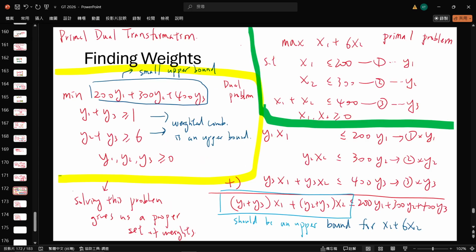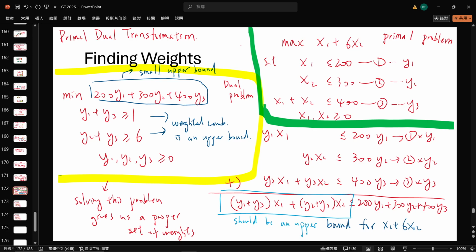So this time, I think now we all know the purpose of finding this weighted combination is to find the coefficient of x1, the coefficient of x2, and if we have x3, we also have to find the coefficient of x3. The reason that we want to find this coefficient is because we want to make sure that this weighted combination gives an upper bound. So for example, here we need to make sure that y1 plus y3 is at least 1, and y2 plus y3 is at least 6. Okay? So that's the reason we want to find this weighted combination.